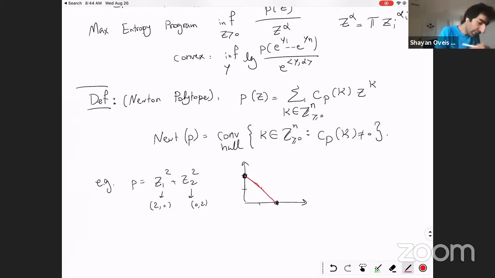Okay. So one thing to notice is that there is an integer point in this polytope, the point (1, 1). It is in the Newton polytope of this polynomial, but it doesn't have a positive coefficient in the polynomial. Okay. Any question about Newton polytope?